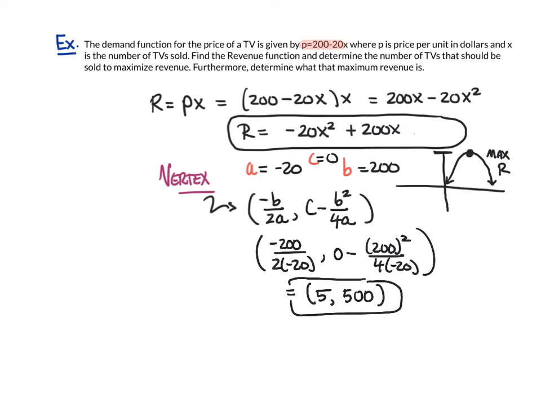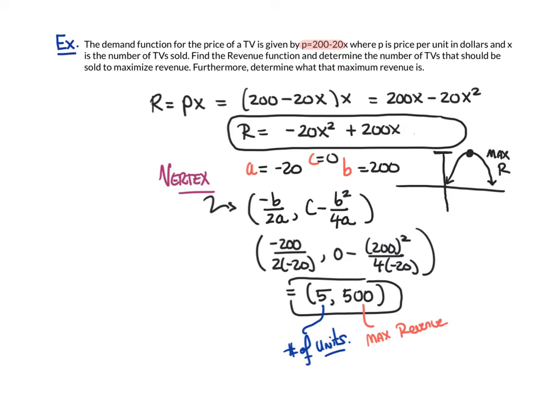And what does this actually mean? Well, this is the number of units. The 5 is your x value. That's the number of units that will maximize revenue. So we need to sell 5 units to maximize the amount of revenue that's going to come in. And the 500 will actually represent the maximum revenue.